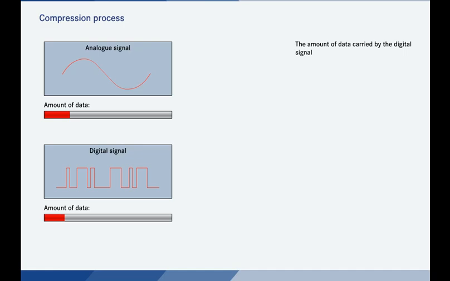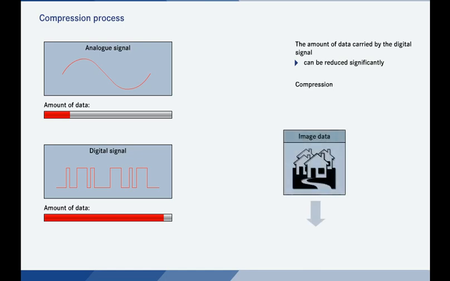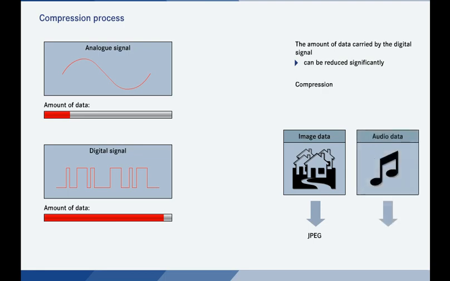Digitalization increases the signal's data capacity. This can, however, be reduced significantly in order to make processing and transmission more practical. This is done using various compression processes. Image data, for example, is compressed by means of the JPEG process, while audio data compression uses the MP2 or MP3 process. Whatever the specific process involved, all types of data compression condense similar or identical information, allowing the overall quantity of data to be reduced.